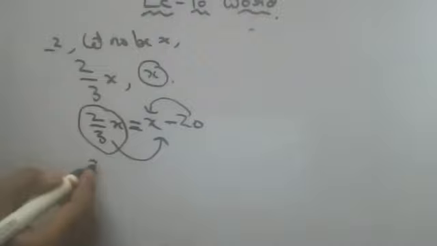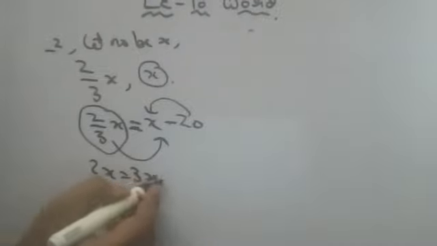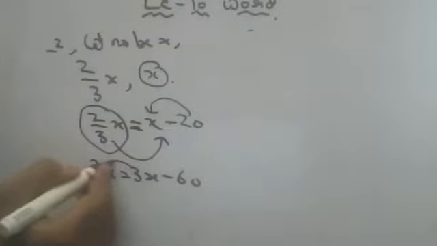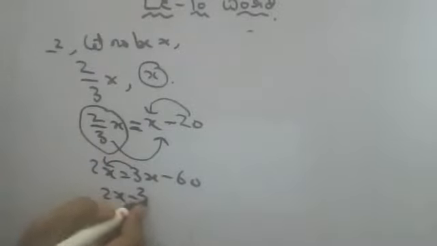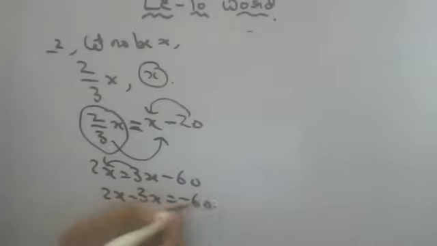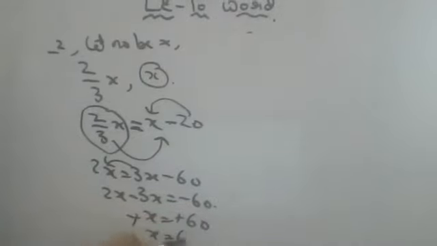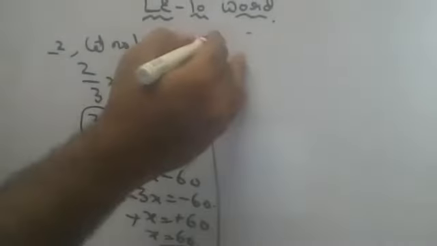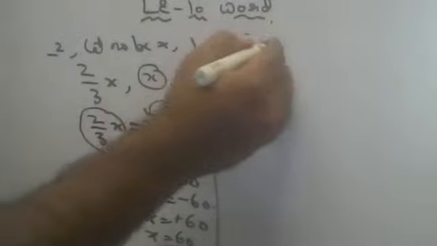Now take 3 here. 2x is equal to 3x minus 60, because 3 into x is 3x, 3 into 20 is 60. Bring here, children. 2x minus 3x is equal to minus 60. Minus x is equal to minus 60. Minus minus cancel. x is equal to 60. So 60 is the number.